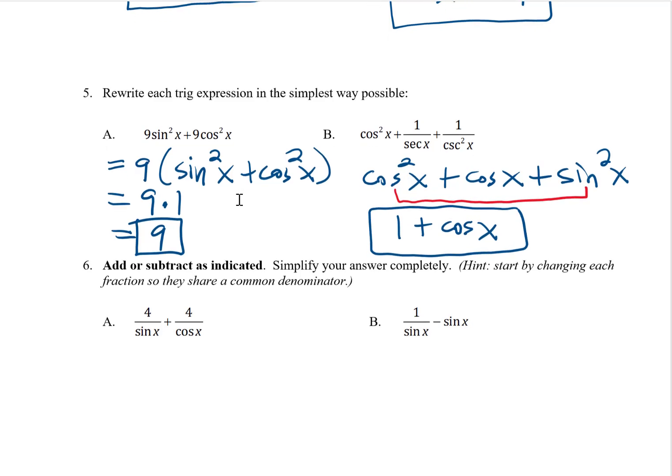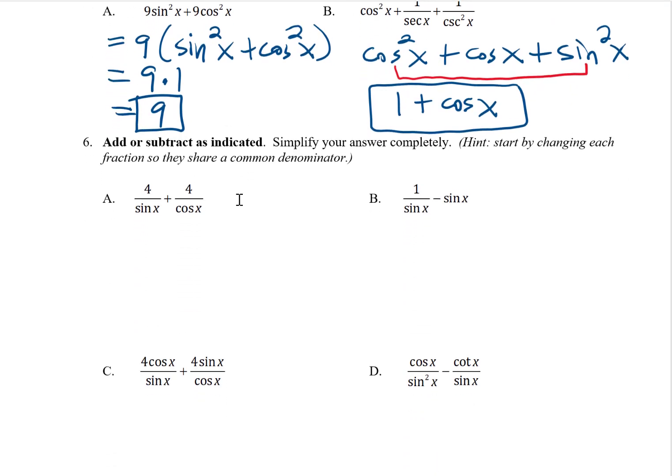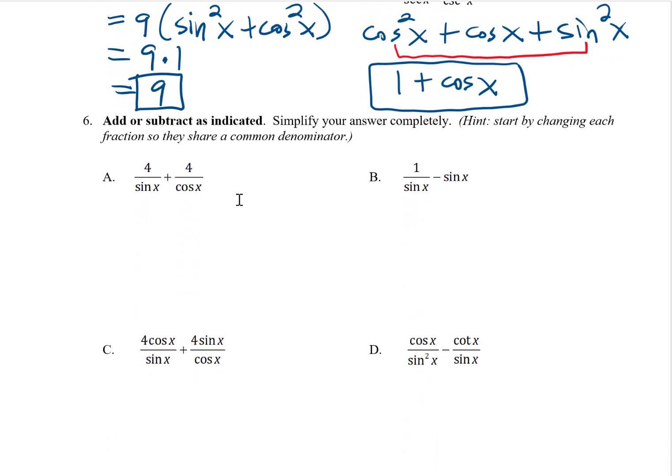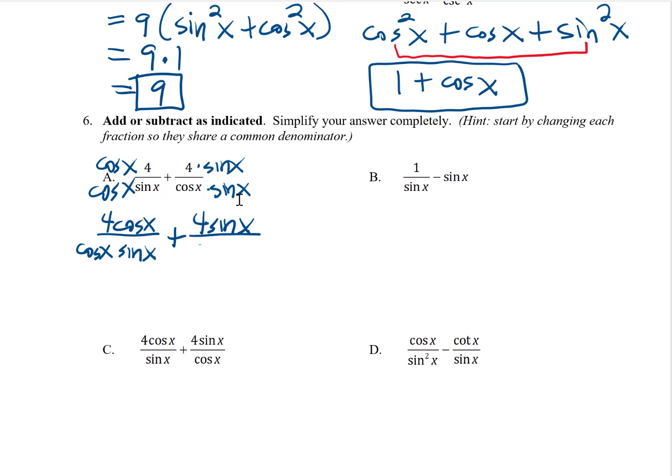In problem number 6, we're being asked to add or subtract. We want to simplify our answers. Of course, we're going to need common denominators. So when I look at part A, one of them has a sine x, one of them has a cosine x. I'll just have to fix each one for what's missing. The first one is missing a cosine. The second one is missing a sine. Just do the same thing, top and bottom. So that's going to give me 4 cosine x over cosine x sine x plus 4 sine x over cosine x sine x. Now that the denominators match, I can go ahead and add.